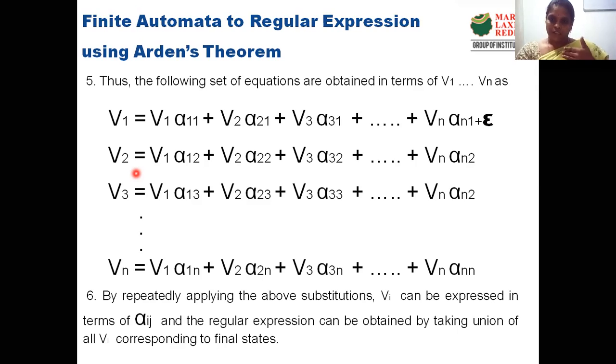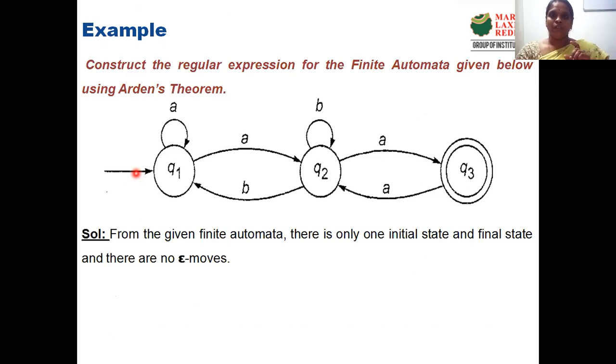Now, let us construct the regular expression for a given automata by using Arden's theorem. Let us take the automata here, where three states are defined, say Q1, Q2 and Q3. The first assumption that we have made is that the automata should not have epsilon moves. Here, if you see this automata, it doesn't contain any epsilon move, and there should be only one initial state, that is Q1, and a final state here.